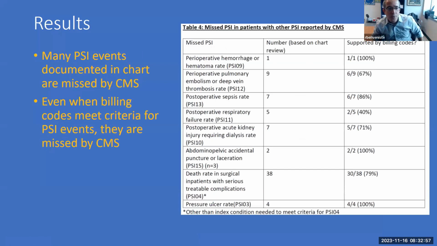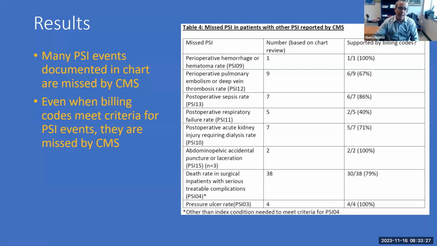Here's kind of an interesting one, which is missed events. So what about false negatives? Please ignore this line, I think it was a typographical error. But we uncovered, and I'll give you the final tallies at the end, a lot of cases in which patients had a PSI event and the CMS billing code review actually missed a significant number of other complications. So there's a lot of false negatives too.